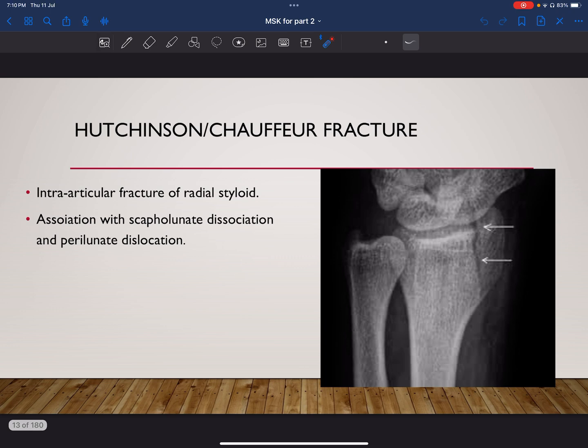Next, we go to Hutchinson or Chauffeur fracture. Here we see styloid process of radius fracture, an intra-articular fracture of the radial styloid associated with scapholunate dissociation. Makes sense? Intra-articular fractures are going to cause dislocation of the carpals and perilunate dislocation.